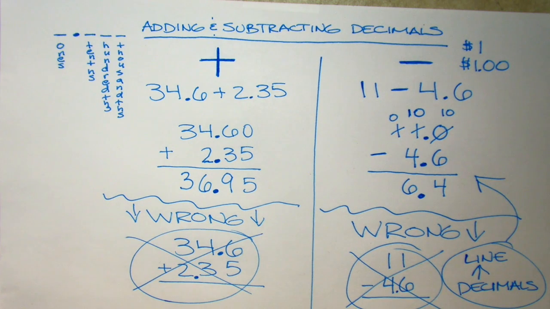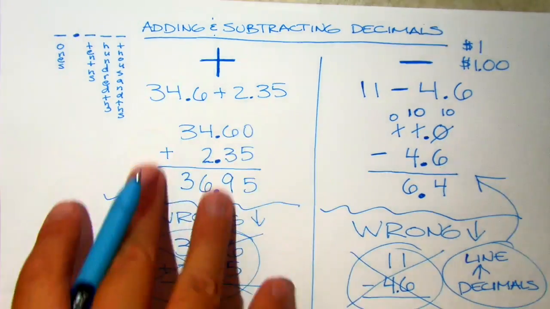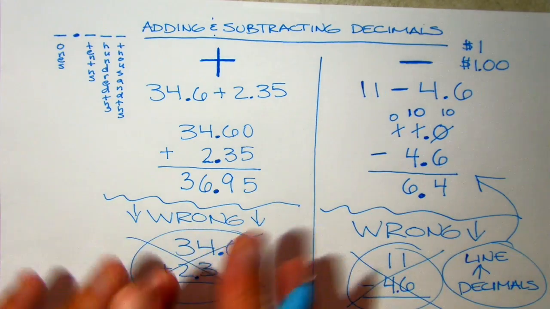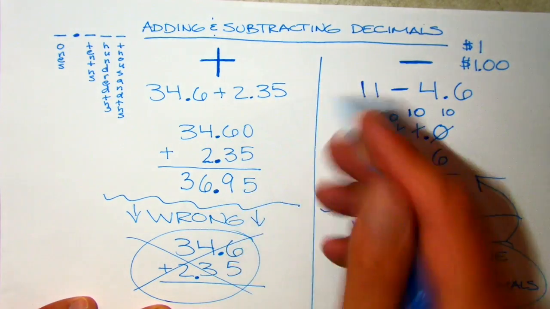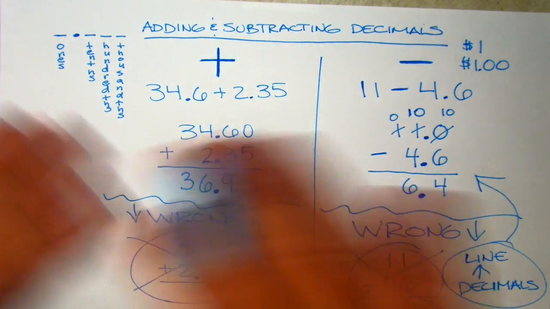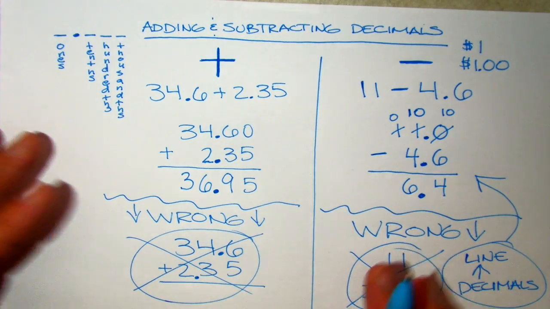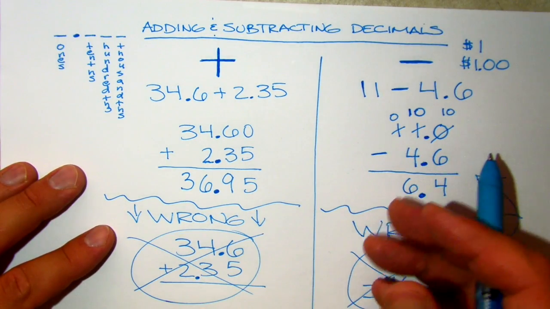So adding and subtracting decimals, all you have to remember to do is line up the decimals, and lining up the decimals isn't important. What's important is that all the place values are lined up. And if you line up the decimal, everything has to be lined up that way, all right?